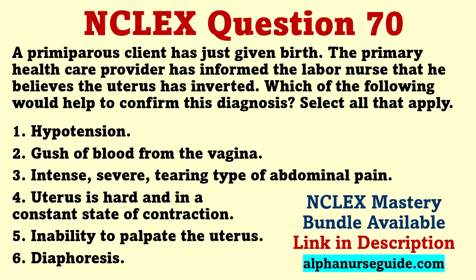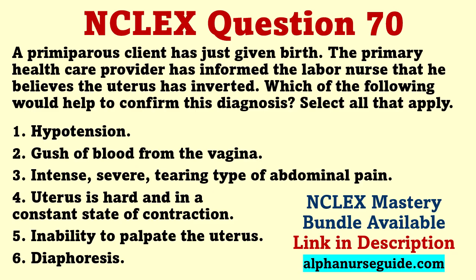A primiparous client has just given birth. The primary healthcare provider has informed the labor nurse that he believes the uterus has inverted. Which of the following would help to confirm this diagnosis? Select all that apply. 1. Hypotension. 2. Gush of blood from the vagina. 3. Intense, severe, tearing type of abdominal pain. 4. Uterus is hard and in a constant state of contraction. 5. Inability to palpate the uterus. 6. Diaphoresis.